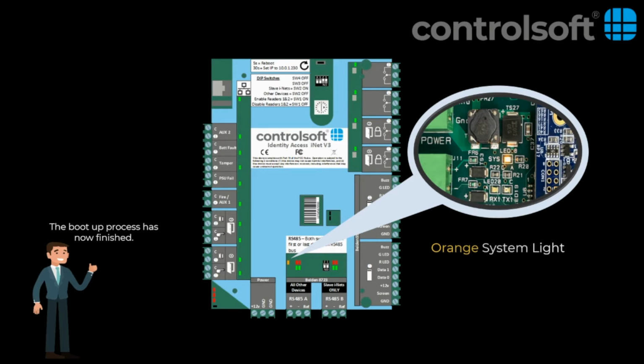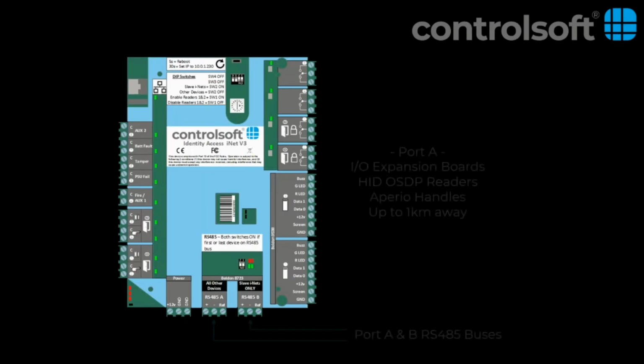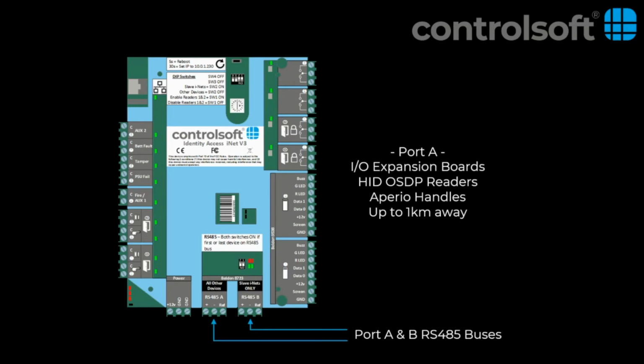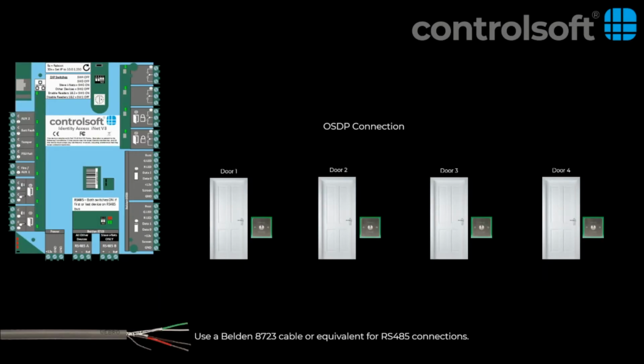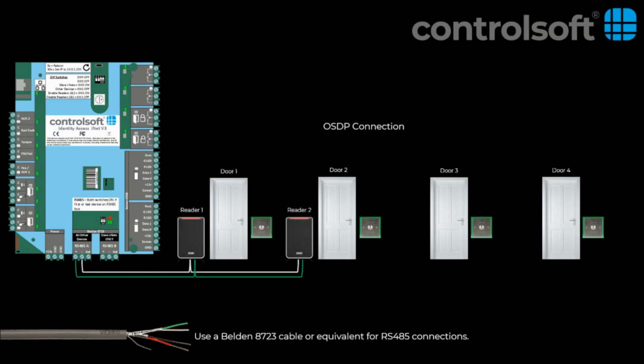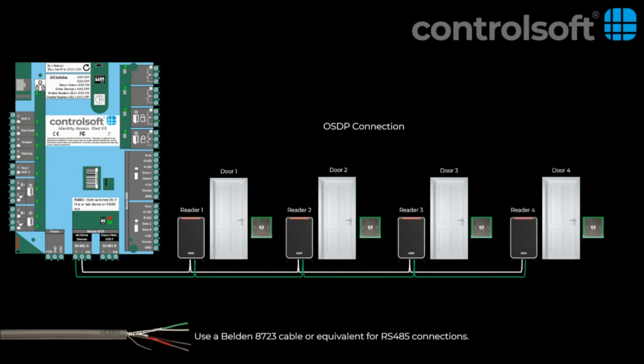To the right of the power connector, you'll see 2 RS485 connection ports labelled A and B. Port A is used for Controlsoft I/O expansion boards and other 485 devices, such as HID OSDP readers and Aperio wireless locks. Each 485 device added onto port A must have its own unique 485 address. We recommend using a Belden 8723 cable for RS485 connections. RS485 devices must be wired as a multi-drop or daisy chain and not as a star topology.